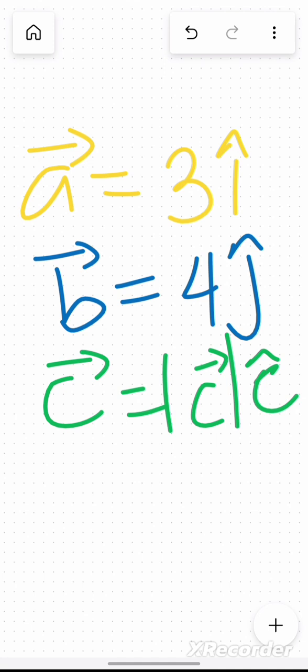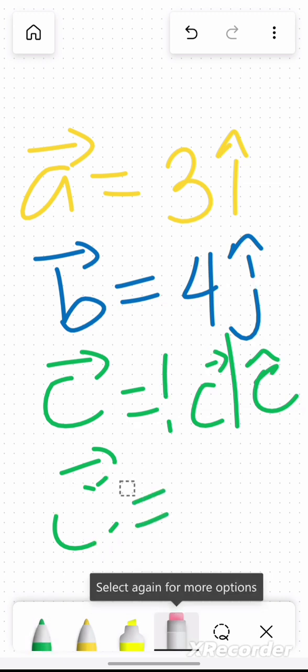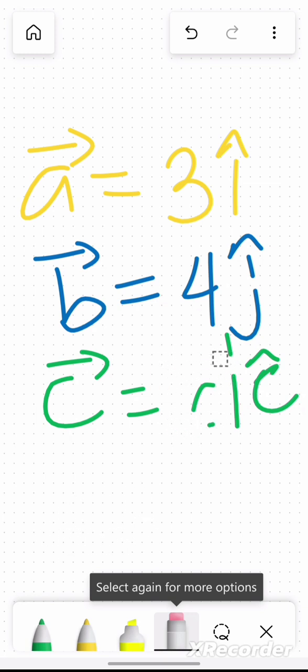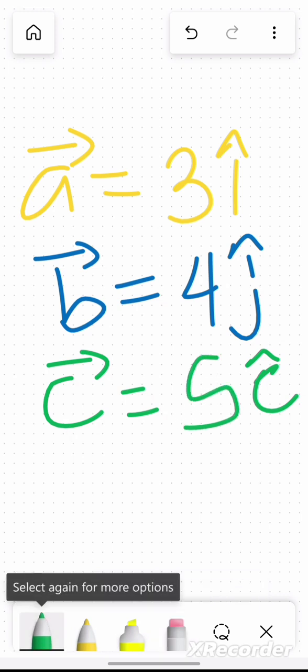Now in a previous video we've already determined that the magnitude of vector C is equal to 5 using the Pythagorean theorem. Therefore we can replace this with 5. So then we can say that vector C is just 5 times C cap.